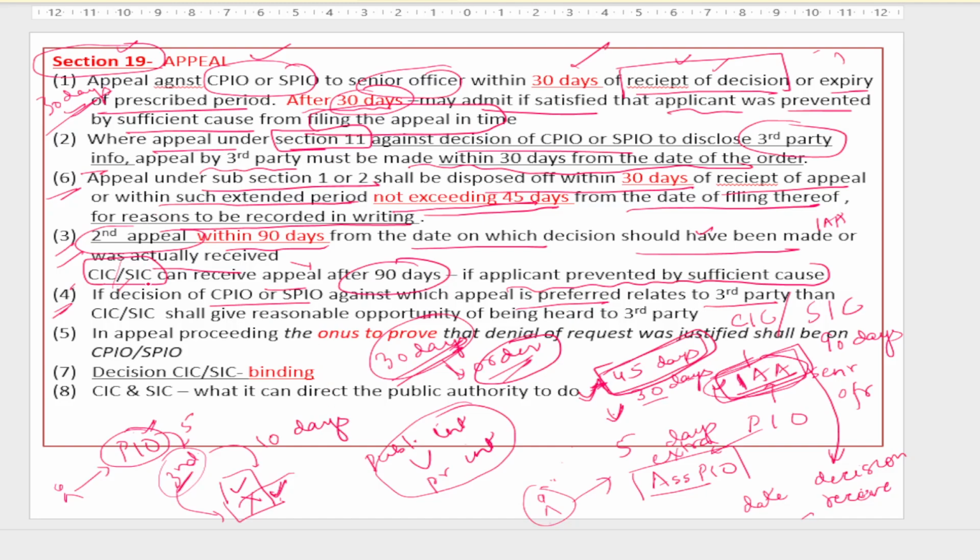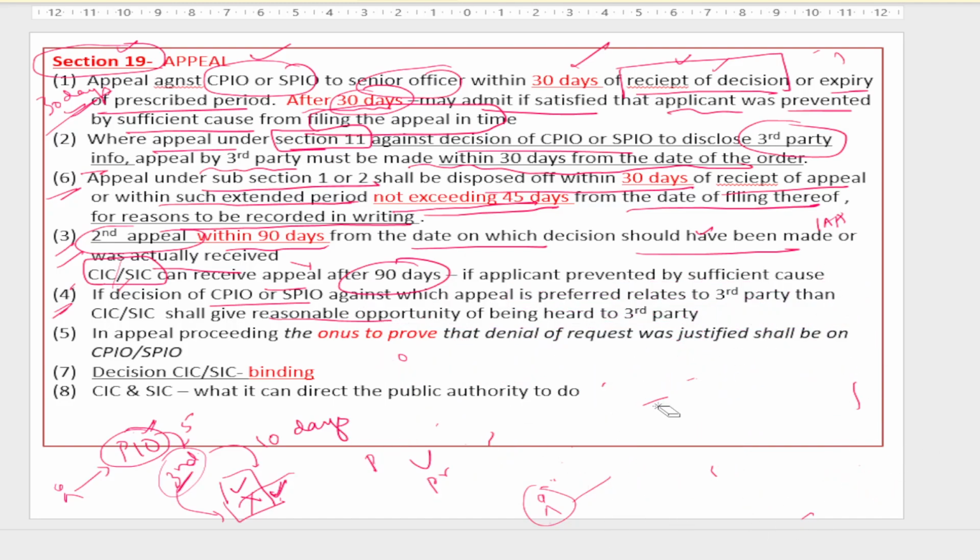Now, the third party appeals before the first appellate authority, and the first appellate authority also gives a decision that is against the interests of the third party. So the third party can appeal to the second appellate authority, and the second appellate authority will also give a reasonable opportunity of being heard to the third party. So the third party needs to be given a reasonable opportunity to be heard by the appellate authority.